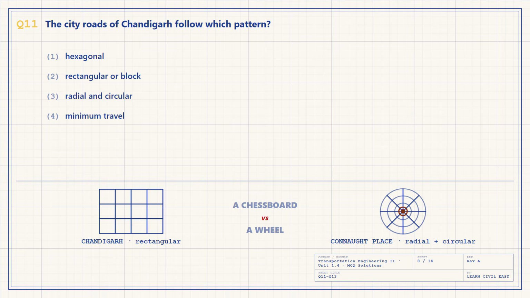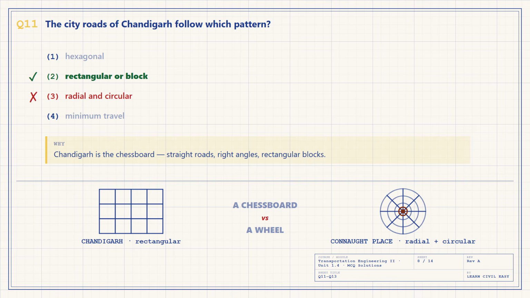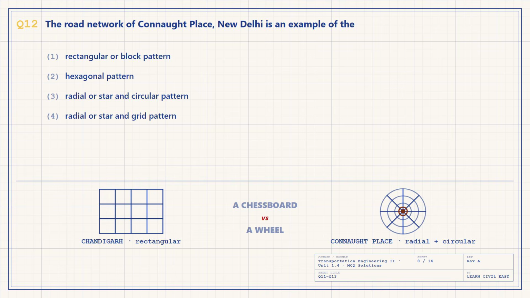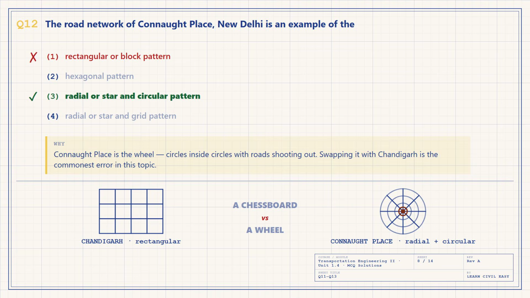Question 12. The road network of Connaught Place, New Delhi is an example of option 3, the radial or star and circular pattern. Now stop, because these two belong together. Swapping Chandigarh and Connaught Place is the single commonest mistake in this whole topic, and examiners know it. Look at the two pictures side by side and fix them in your memory as a pair. Chandigarh, straight roads, right angles, rectangular blocks. Connaught Place, circles inside circles with roads shooting out from the center. One is a chessboard, one is a wheel.